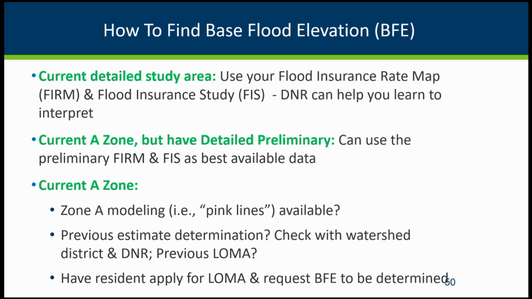We sometimes can look at the mapping that is in the works. Maybe it's not at the preliminary stage yet, but we're far enough along in the modeling that we can give it as best available data once it's been through some minimum checks and things like that. And sometimes we've got watershed district or community local water management plans or modeling, and we can use that as best available data, or Corps of Engineer reports, or sometimes a previous letter of map amendment, and we'll talk about letters of map amendments at the end here.